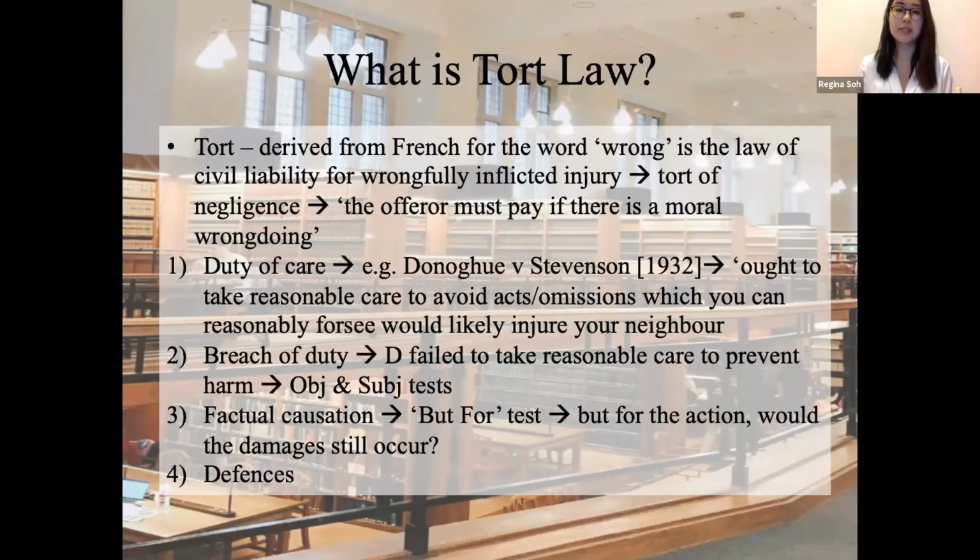So as I stated in my slides, the offender must pay, which means the defendant, if there is a moral wrongdoing. So the defendant has to pay for the injuries inflicted on the claimant, the person who got hurt, basically. So I've listed the number of criteria someone must meet to bring about a tort law claim against someone. And this is how normally law school will teach tort law, the steps law school will teach us.